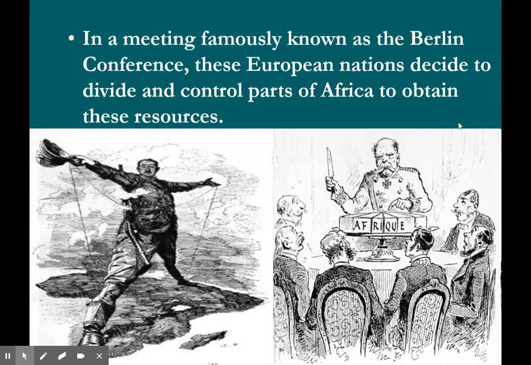So, how does Europe start looking into Africa? Well, in a meeting famously known as the Berlin Conference, the European nations decided to divide and control parts of Africa to obtain these resources. So they came together, the big countries in Europe, and decided how they were going to split up Africa. They didn't want wars to happen between the Europeans to decide who wins them, so they wanted to come together beforehand and split up Africa on their own.